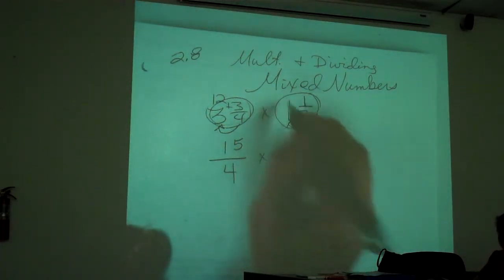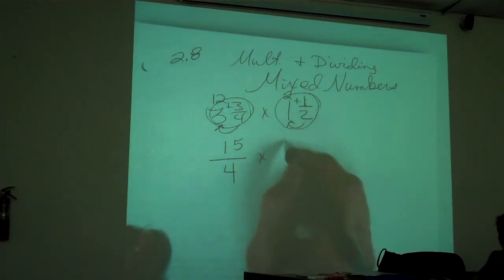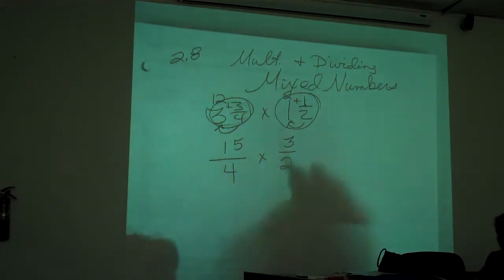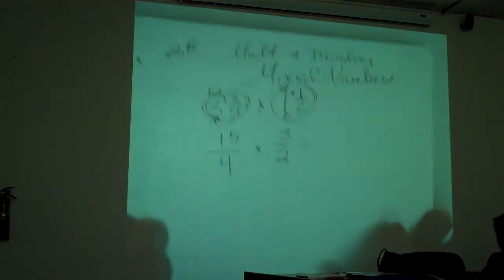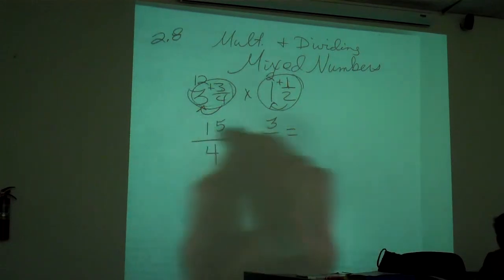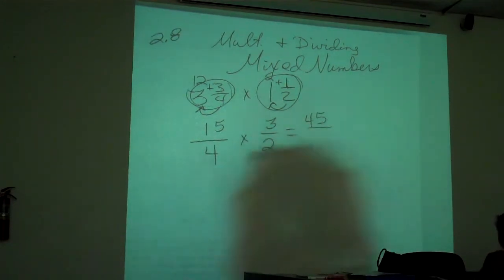2 times 1 is 2, plus 1 is 3. We change it to 3. And I had to make up a number that wouldn't divide. Okay, do another one. I will, but this one's not done. This one, there's no divide. 15 times 3 is 45. 4 times 2 is 8.